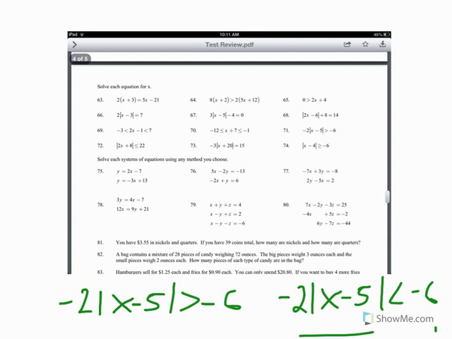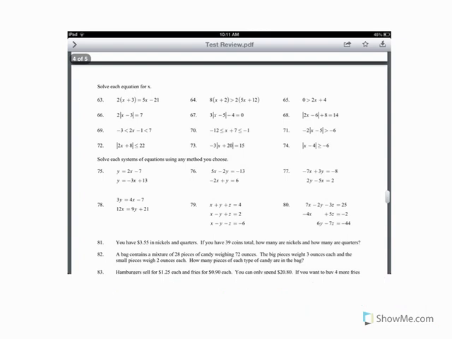Alright, so we're going to scrap everything I just did. So, we're going to redo 71. So first thing I'm going to do is divide everything by -2. So I have x minus 5 is less than 3, because I divided by a -2, my inequality did flip.